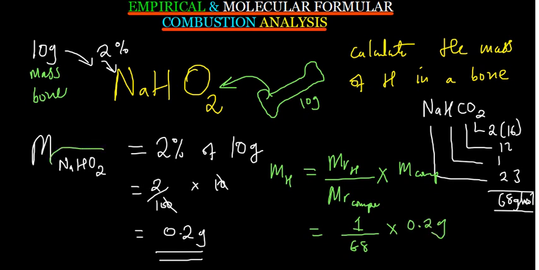This is the mass of the whole compound, not a bond, the whole compound where hydrogen is found. So what we are going to see is 1 out of 68 times 0.2, which is the same as 0.2 divided by 68. So we are going to find that the mass of hydrogen in this compound is actually 0.00294 grams. So that is how you are able to work it out.